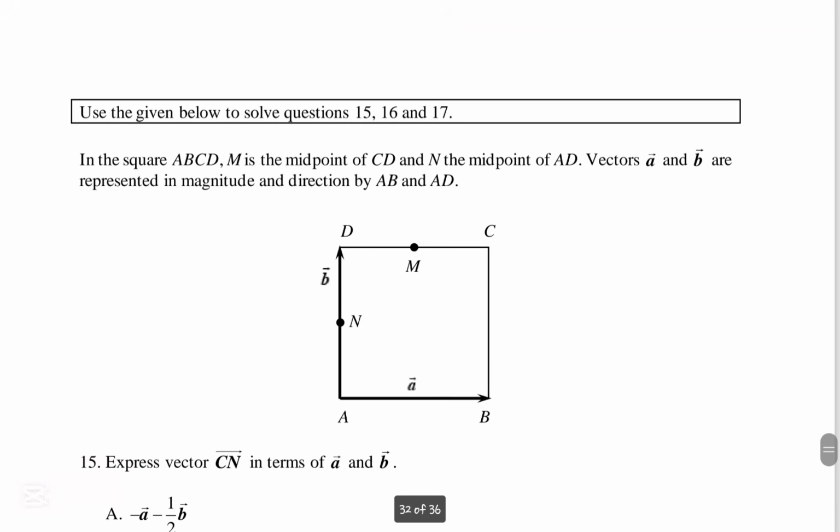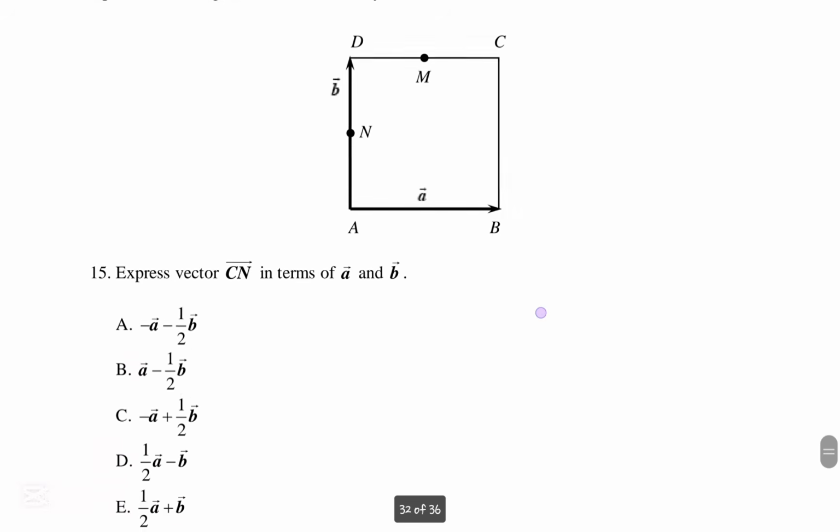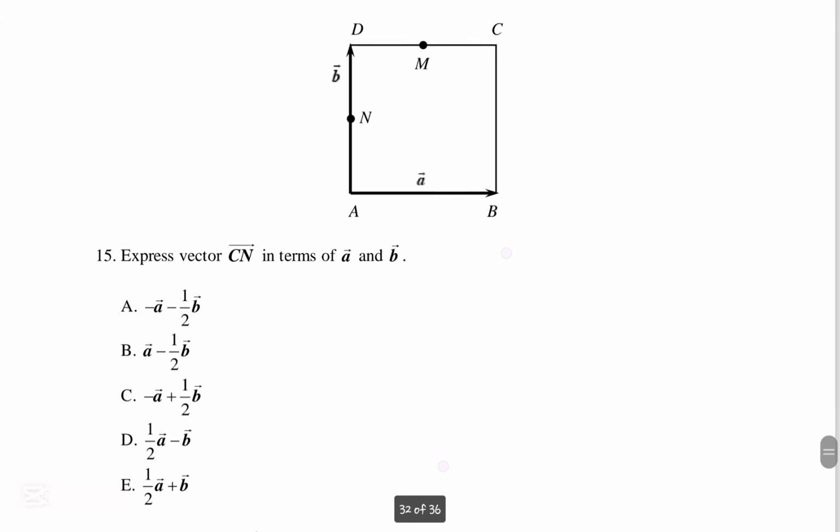We'll move on now to questions 15, 16, and 17, where we use the given information. In the square ABCD, M is the midpoint of CD, N is the midpoint of AD. Vectors AB and AD are represented in magnitude and direction by A and B respectively. They want us to express CN in terms of A and B. So they want us to express CN. Pay attention to how they're saying it: C is the start, N is the end. C is the tail, and N is the head.